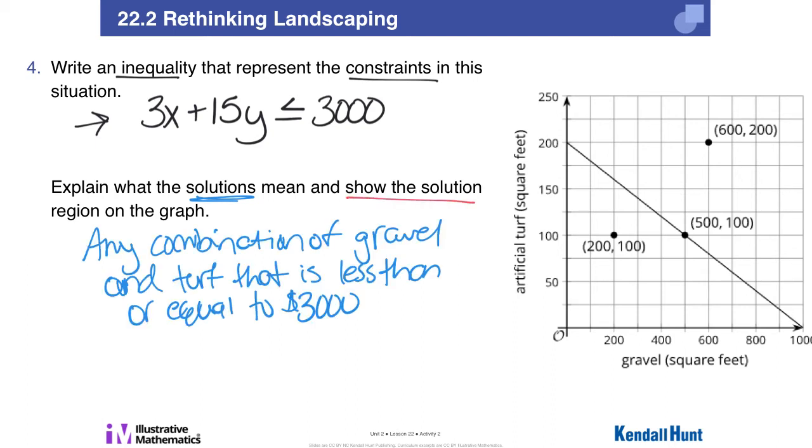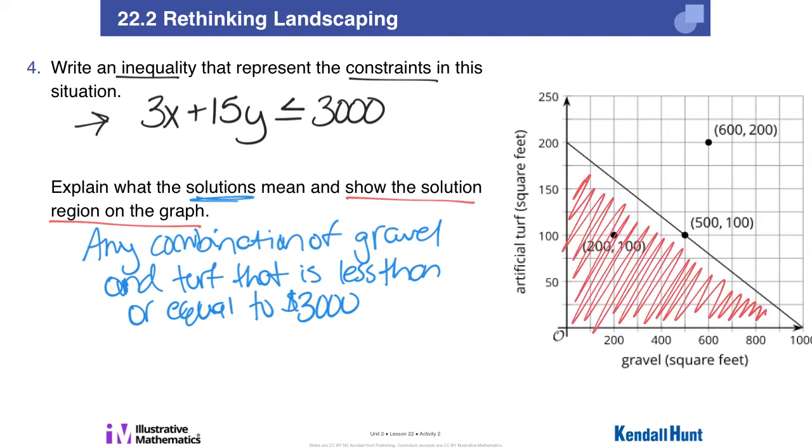Now we need to show the solution region on the graph. So that means, where are the solutions to our inequality? Are they on this side of the line, or on this side of the line? From the points that we tested, we saw that our solutions were on this side of the line, because these are the combinations of gravel and turf that are going to be less than $3,000. So you could pick any coordinate point in here, and its x and y values are going to make this inequality true.